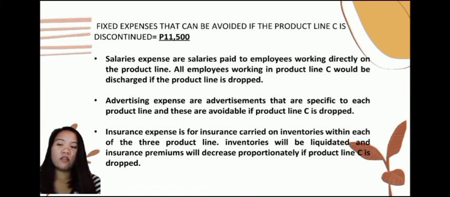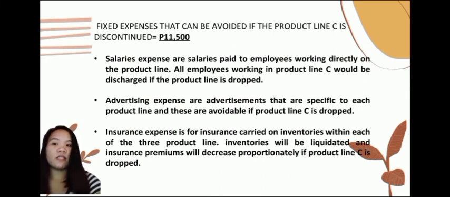Last is the insurance expense, which is for insurance carried on inventories within each of the three product lines. Inventories will be liquidated and insurance premiums will decrease proportionately if product line C is dropped. All other fixed expenses are not avoidable.